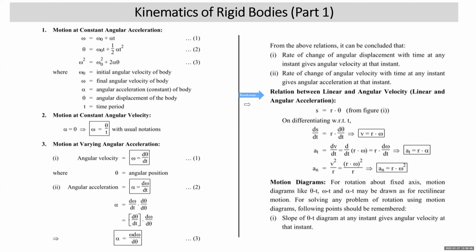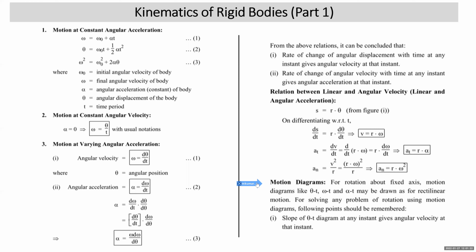Now let's come to the relation between linear and angular velocity. As in the diagram we just discussed, S is the linear displacement of the particle P along the curved path, R is the radial distance, so S is equal to R theta. If you differentiate with respect to t, ds by dt is equal to r d theta by dt. ds by dt is v, d theta by dt is omega. So v is equal to r omega. We know that at is equal to dv by dt, so d by dt of r omega gives r d omega by dt, that is r alpha. an is v square upon r, and v is r omega, so an is equal to r omega square.